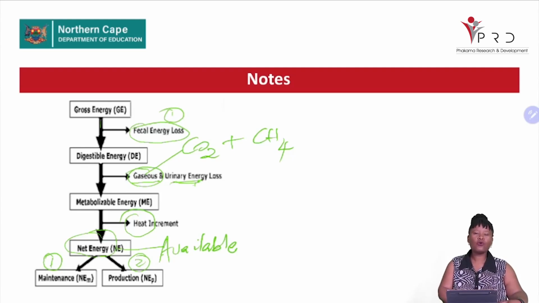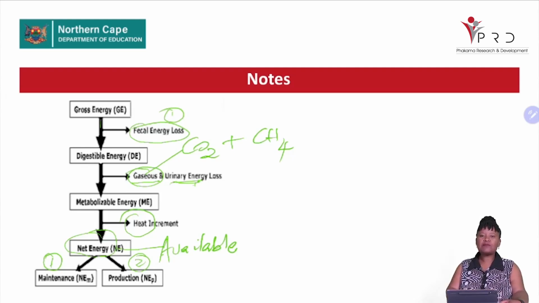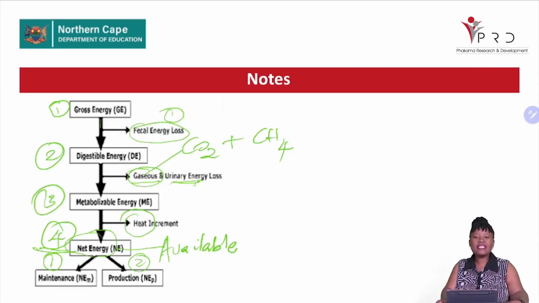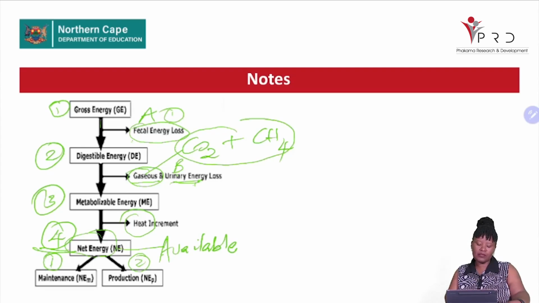So you'll be asked about the types of energy. You have gross energy, digestible energy, metabolic energy, and net energy. When you are asked about the ways in which energy can be lost, energy can be lost in the form of feces, that is A. Energy can be lost in the form of urine, which is B. And it can be lost in the form of gases.